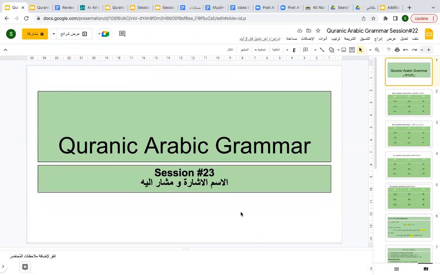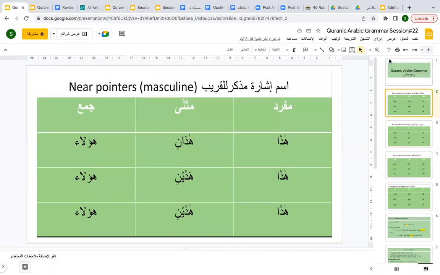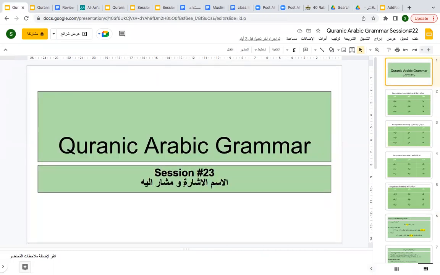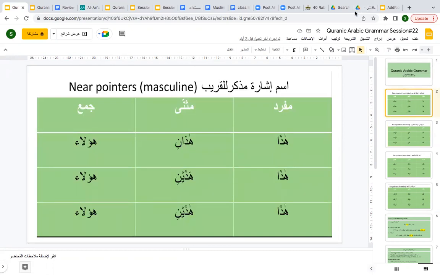Your last fragment that you are going to do with me today is al-ismul ishara wa mushar ilayhi. I will request one of you to unmute yourself. Whosoever raises their hand first will tell me this table, which was assigned to you as homework to memorize. If you have not, that's acceptable at this point. However, you can just see and let me know what this table is saying. Okay, Azra, you can unmute yourself and read this table.